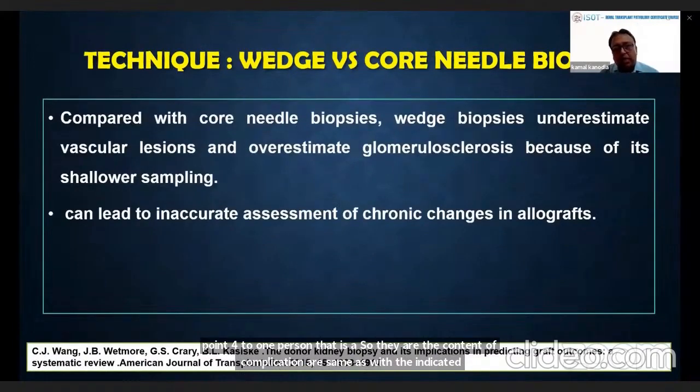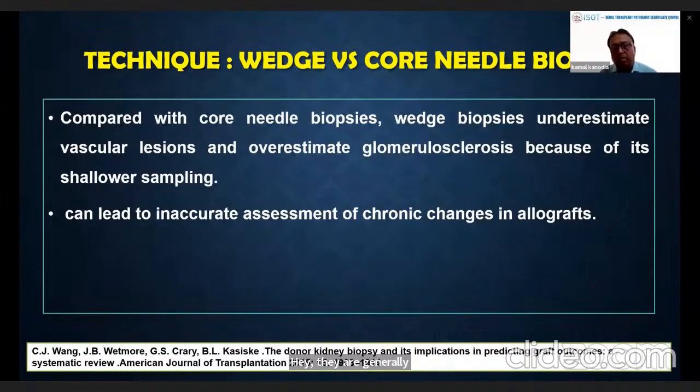Now there is some difference in the technique and procedure, whether it should be a wedge biopsy or core needle biopsies. As we know, most of the biopsies performed are needle biopsies, percutaneous needle biopsies. But at the time of implantation, surgeons prefer to take the wedge biopsy. So these wedge biopsies are superficial biopsies, and they are generally just in the subcapsular region.